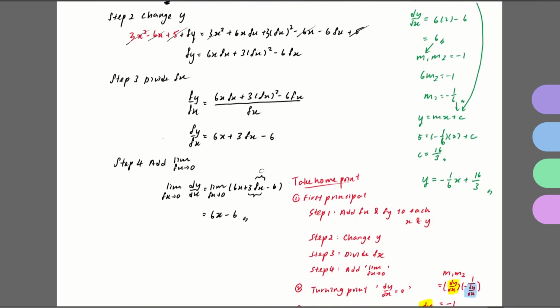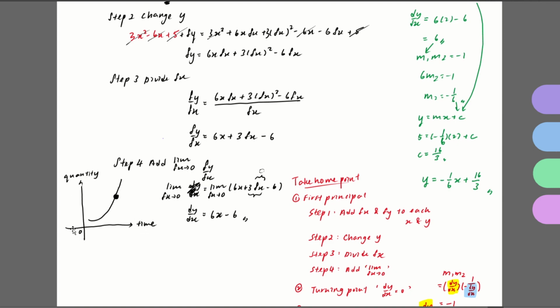So before we go to the take-home points, I have to apologize that this one should be delta y over delta x. And teacher would like to explain why the limit delta x approaching 0 for delta y divided by delta x is actually dy dx. So I'll use the example on the left to help you all understand.